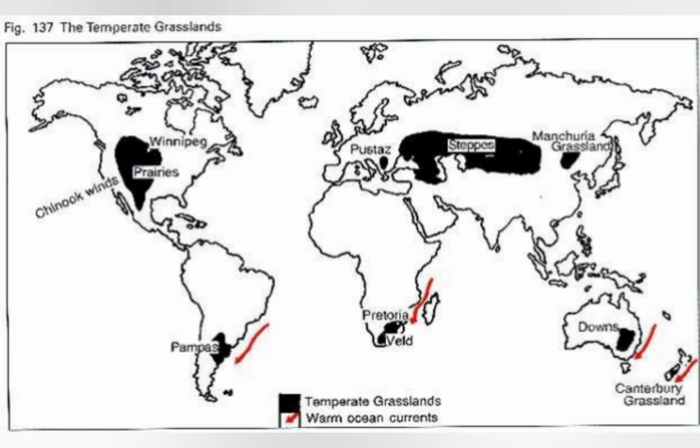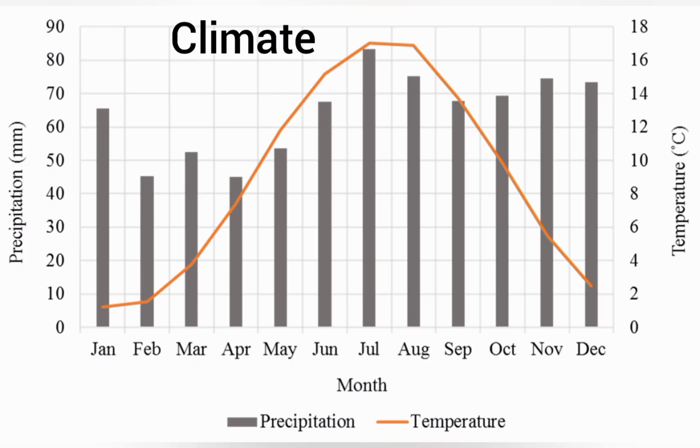Then in Asia, it is found in southwestern Siberia as well as in Mongolia, which is known as steppes. In Australia, it's found in the Murray-Darling Basin, that is between two rivers, Murray and Darling. These are the two major rivers of Australia, and this region has a typical climatic condition. So let's talk about the climatic conditions of the temperate grasslands.